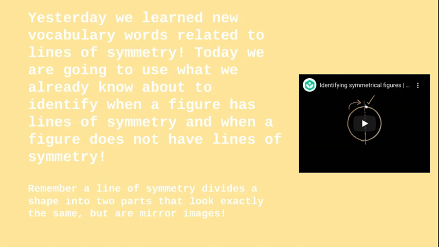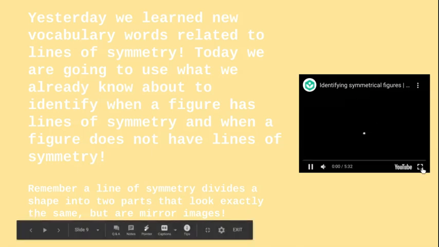They're like that mirror image, so it's exactly the same on each side. So let's see what this video has to say.